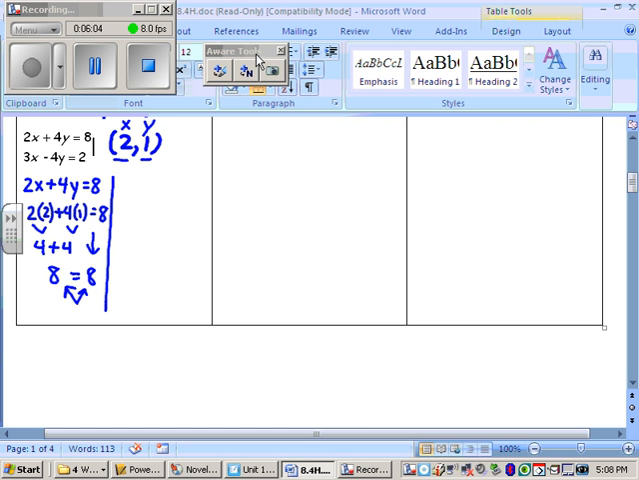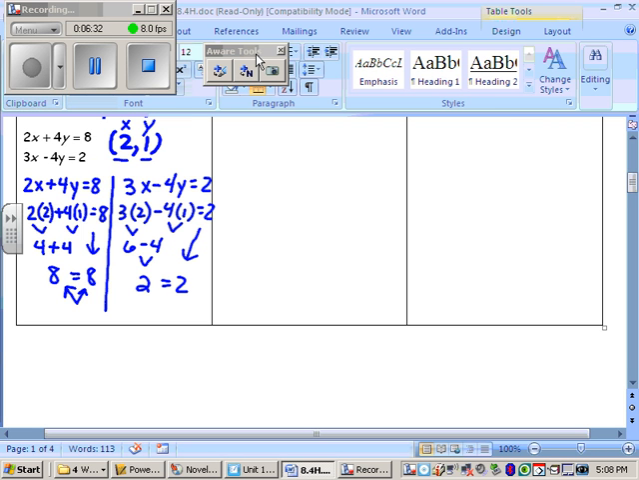But it has to work in both equations, not just one. So you always want to try both. So our second equation, 3x minus 4y equals 2. We can now plug in the values of x and y to this equation as well. So 3 times 2 minus 4 times 1 equals 2. If we simplify the left side of the equation, we get 6 minus 4, which equals 2.